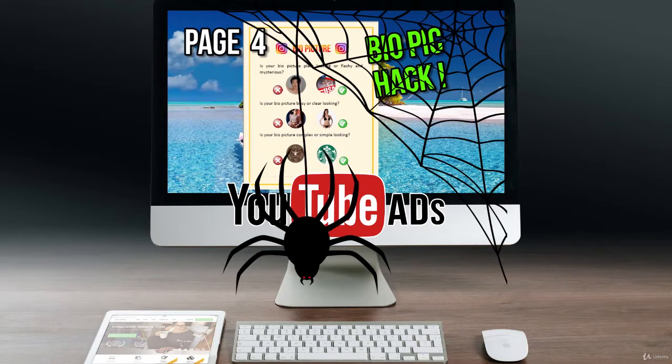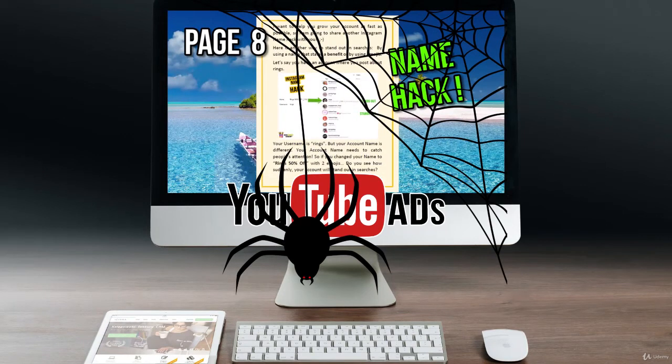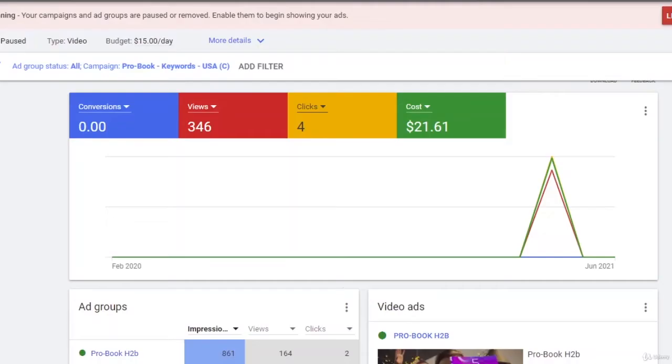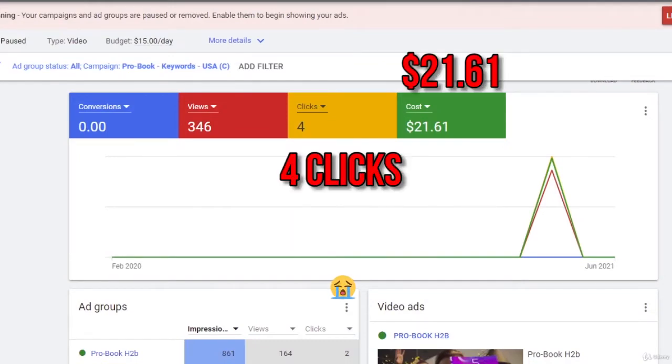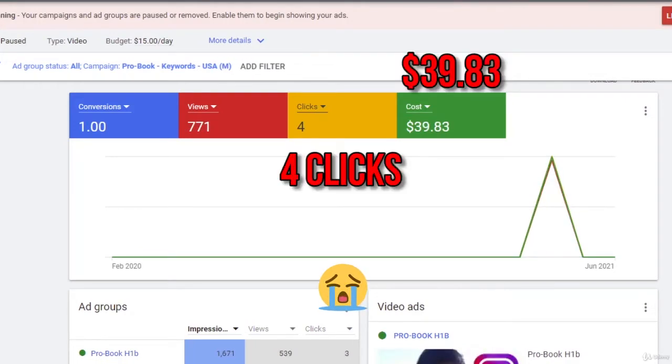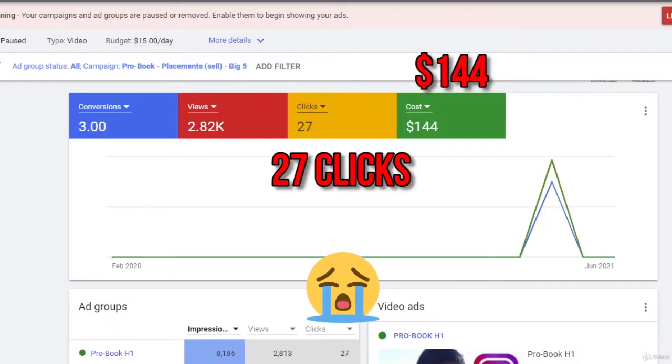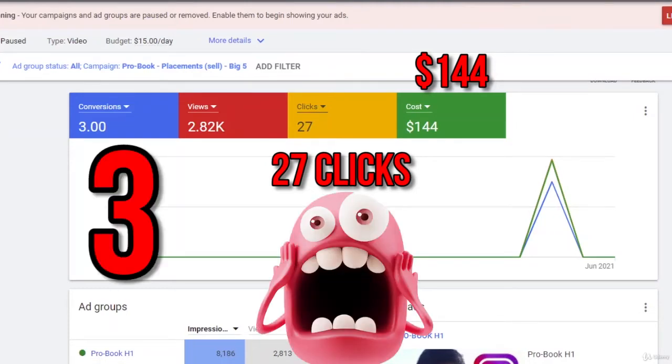Guess what happened? Suddenly and without warning, the ads started to do terribly. Take a look. This is how horrible my ad campaigns were doing. I spent $21 on one campaign and got 4 clicks. I spent $39 on another campaign and got 4 clicks. I spent $144 and got 27 clicks. And of those 27 people who clicked on my ad, only 3 people bothered to download my book. Oh my god, what was going on?